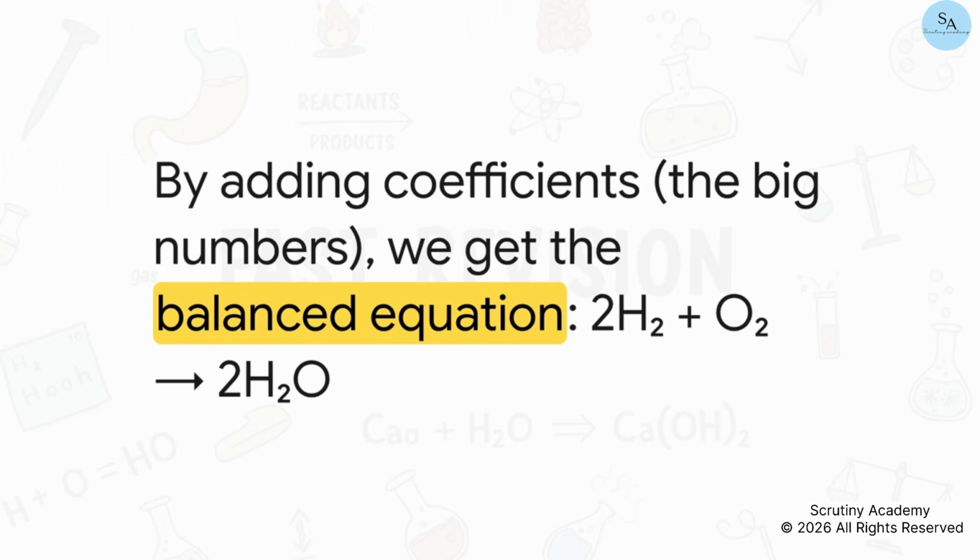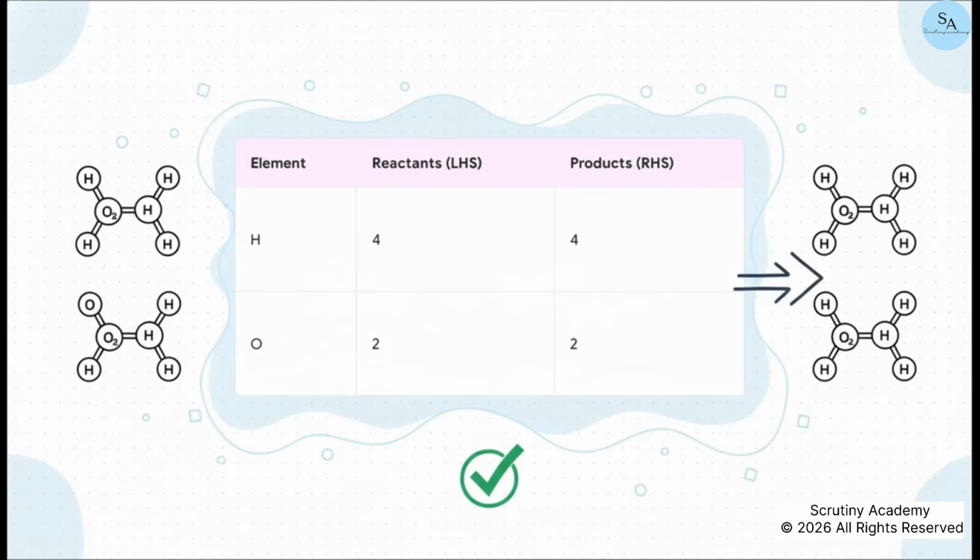To get 2 oxygens on the right, we'll put a big 2 in front of the H2O. Now we have 2 H2O. But that messes up our hydrogens. We now have 4 on the right. No problem. We just put a 2 in front of the H2 on the left, and there you have it, our final balanced equation. And our final check proves it.